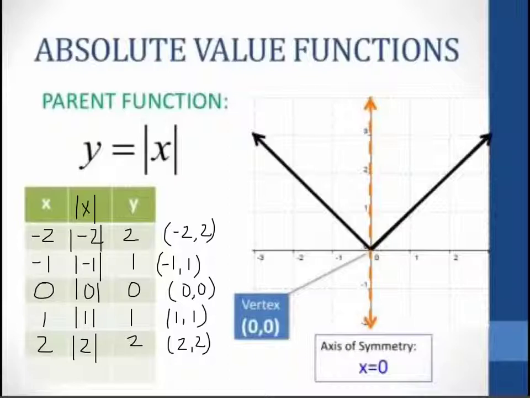Here, if you notice, we have an axis of symmetry. This line created at x equals 0, where the value of x is 0, kind of makes a mirror image. The right side looks exactly like the left.